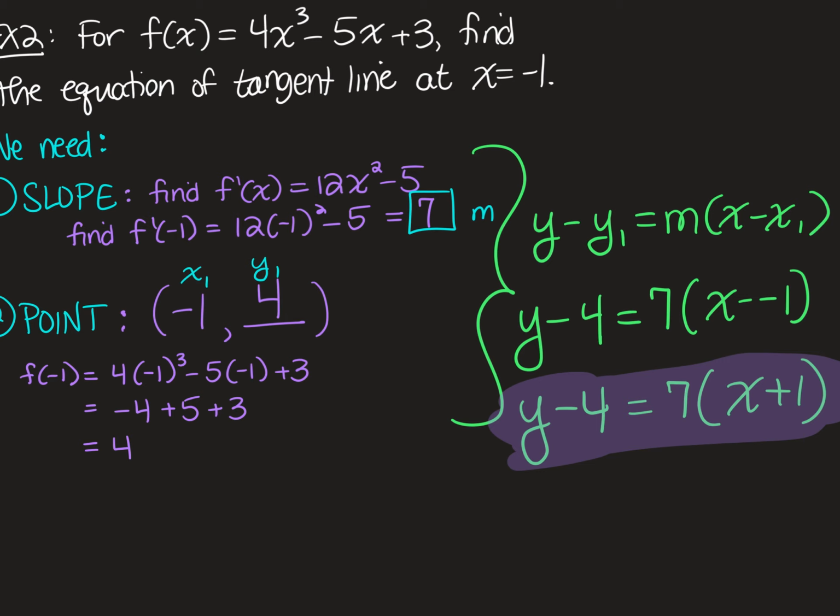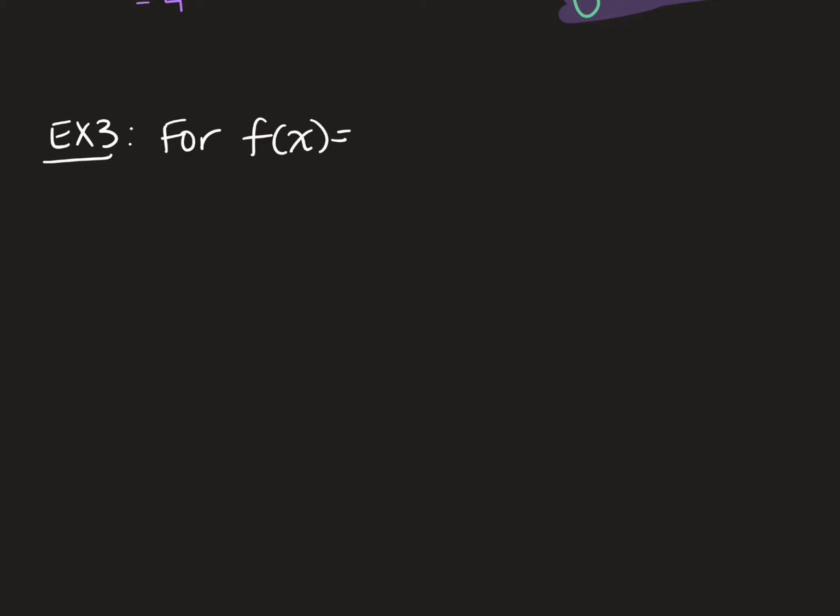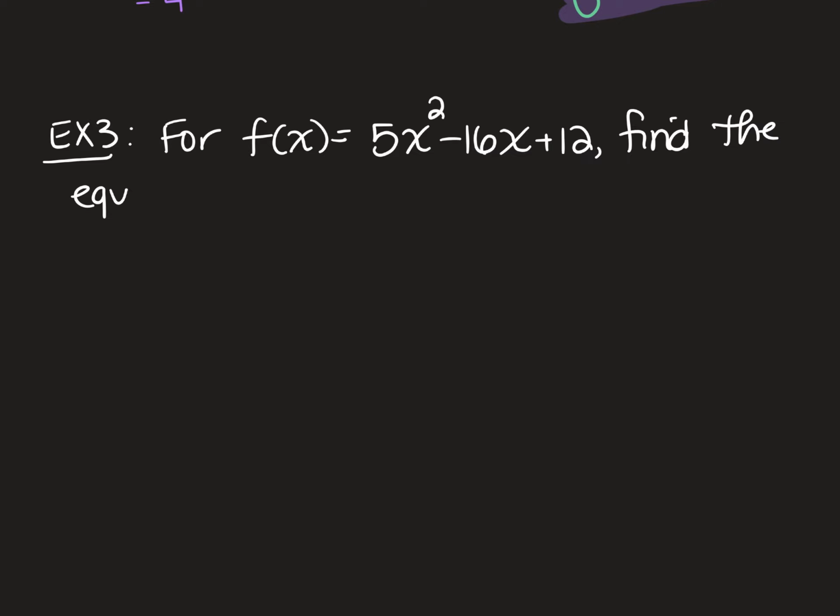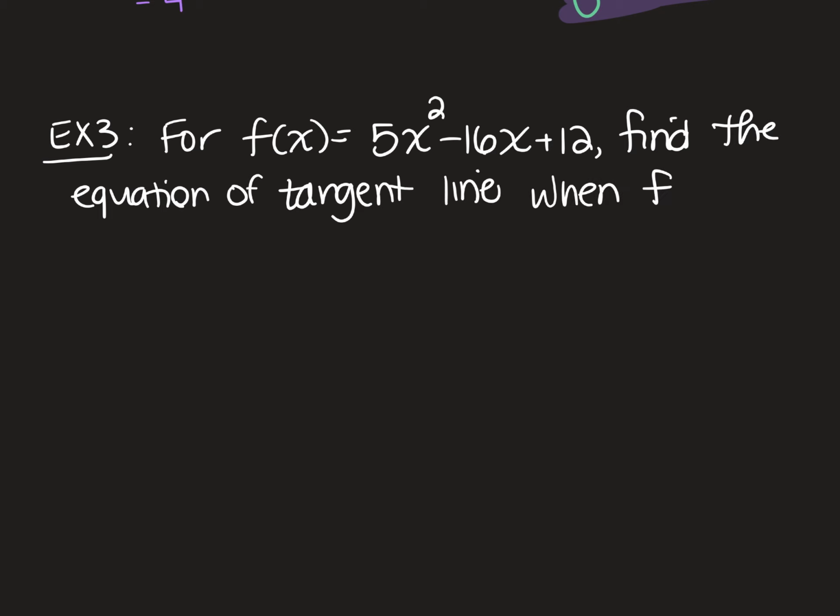All right, last one. And this last one, I'm going to give you the information just a little bit differently. So again, for a given function, f of x equals 5x squared minus 16x plus 12, find the equation of the tangent line when f prime of x equals 4.